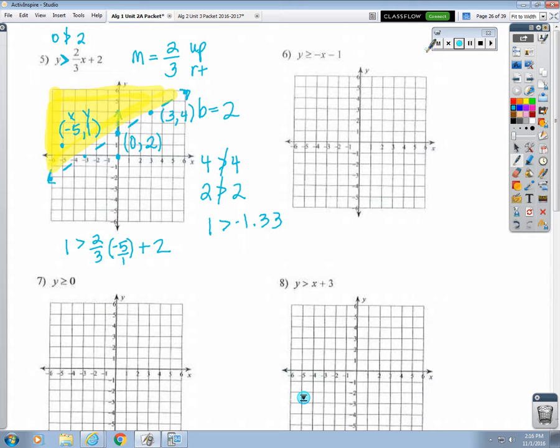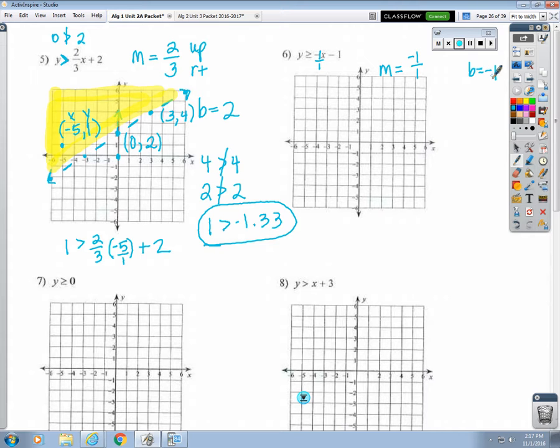Okay, number 6. Okay, so let's look at number 6. For number 6, what is the slope of this line? Negative 1 over 1. Does everybody understand where we got that? Because look, isn't that an understood negative 1 by the x, and you can make it a fraction by putting it over a positive 1? What is the y-intercept? Negative 1.